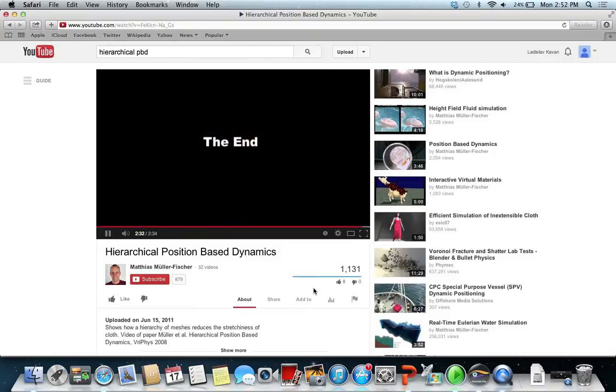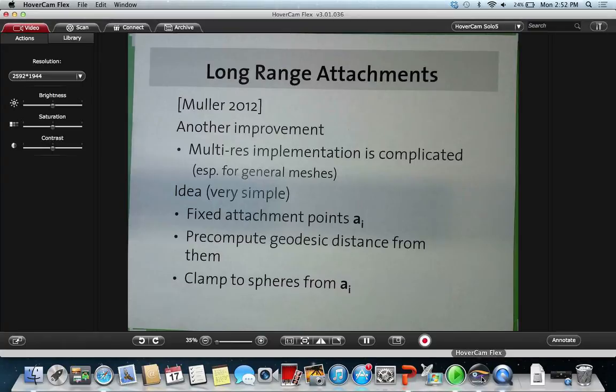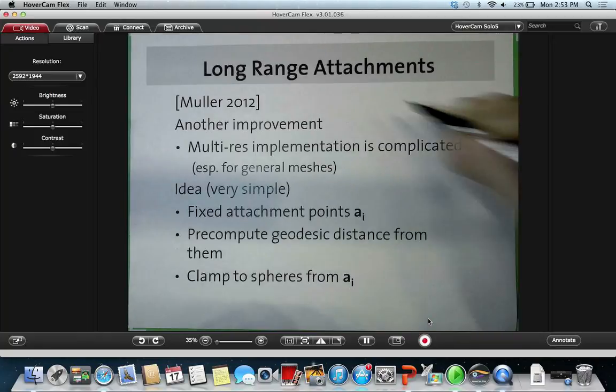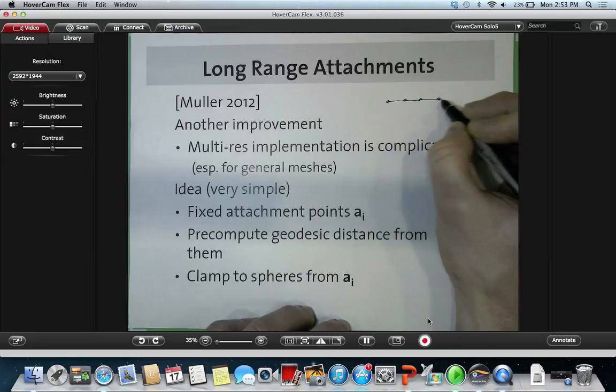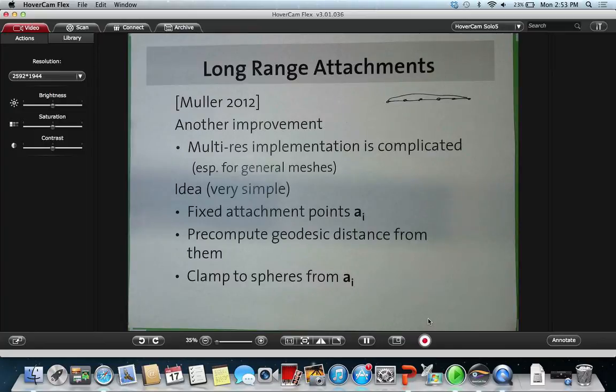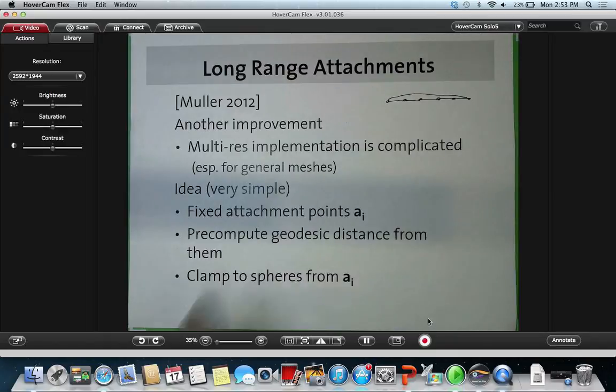There are other improvements, like long-range attachments, which is much simpler than hierarchical PBD. Oh, sorry. Yeah, I wanted to finish quickly because we're gonna move on. Another improvement of PBD is long-range attachments, which basically says that you skip in a chain. Instead of having just these constraints, you say that even these distant particles are connected by a distance constraint. That also helps the stretchiness quite a bit. There is another paper by Matthias at C892 that does exactly that.